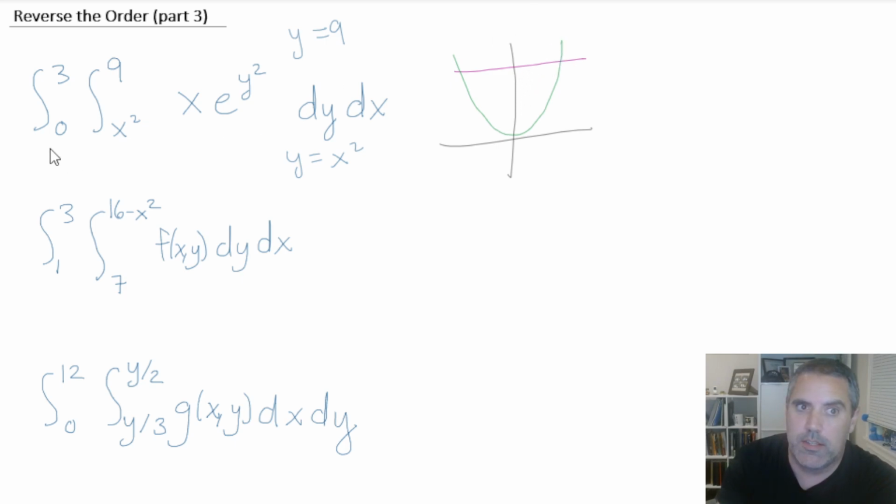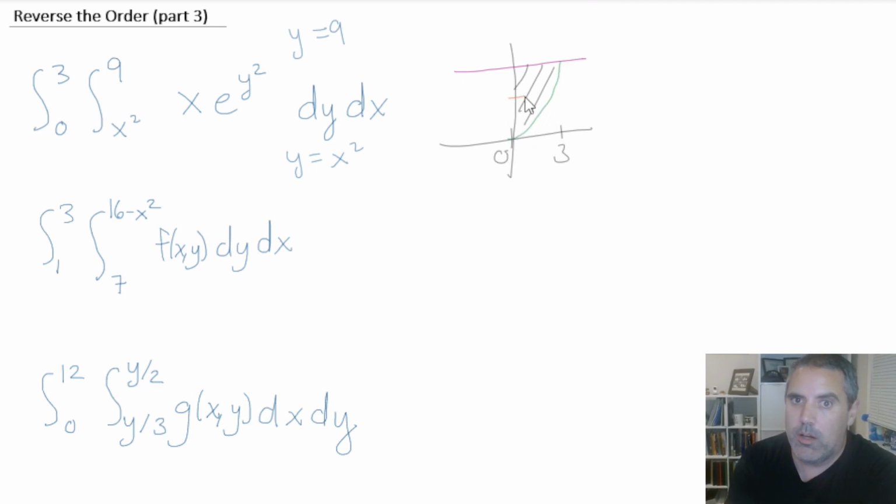How do I know where to shade? That's where the tick marks come in. So from 0 to 3, and I can see they hit at 3. So the region was described in terms of x, in terms of the top and bottom. Now I'd like to describe it in terms of y.